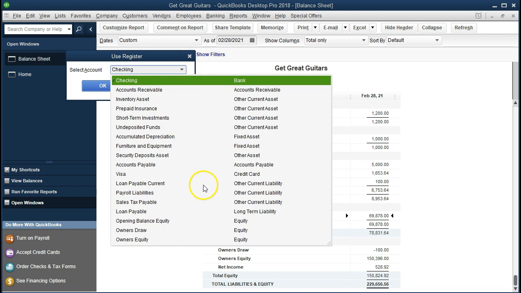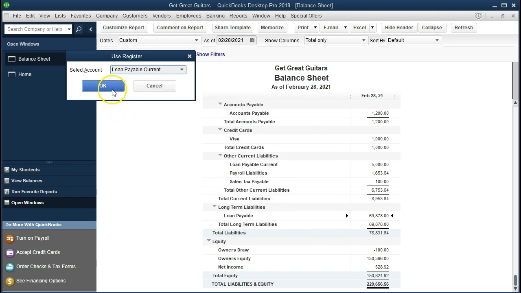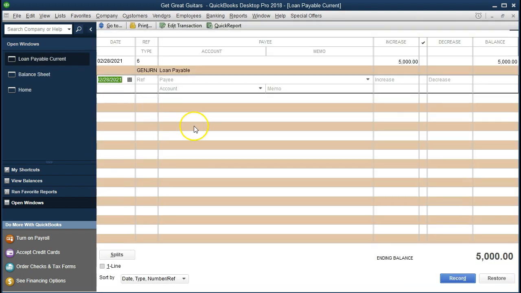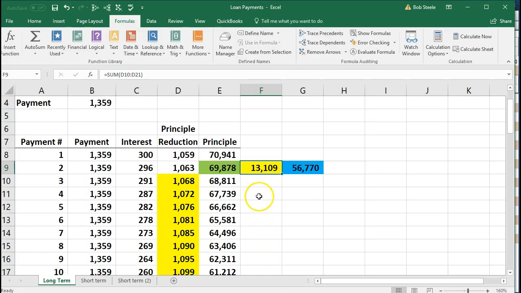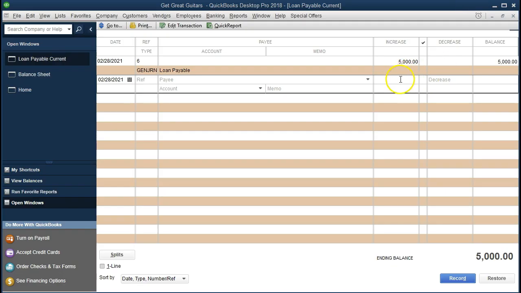So we're going to scroll down to the register for loan payable. We'll use the current portion. Make sure you know which one you're in, current versus long term. And we're going to go to the current side and say OK. And we know that the current portion needs to increase by the amount that's going into the current portion. So we're going to have the date at the end of the time period, 2/28, and we're going to increase it by the current portion according to our amortization table, which is 13,109.